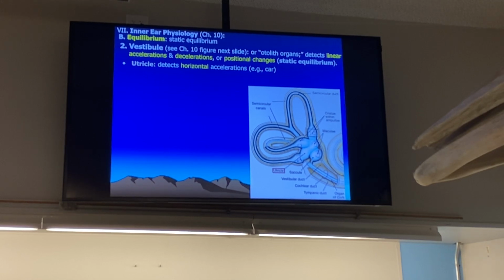The utricle detects horizontal accelerations and decelerations, kind of like stepping on the gas or stepping on the brakes in your car, on a horizontal road. The saccule is going to detect vertical accelerations, like when you're riding in an elevator.